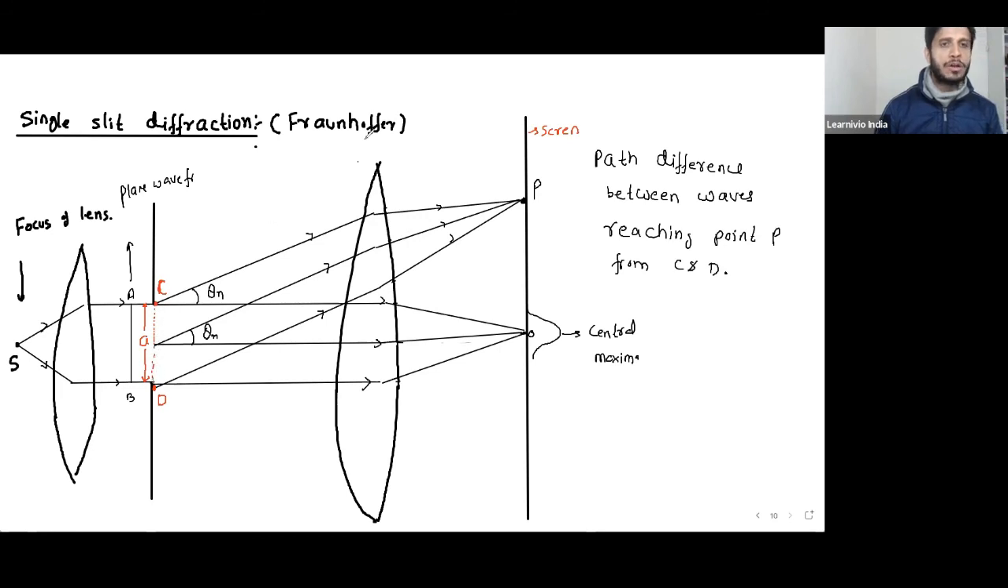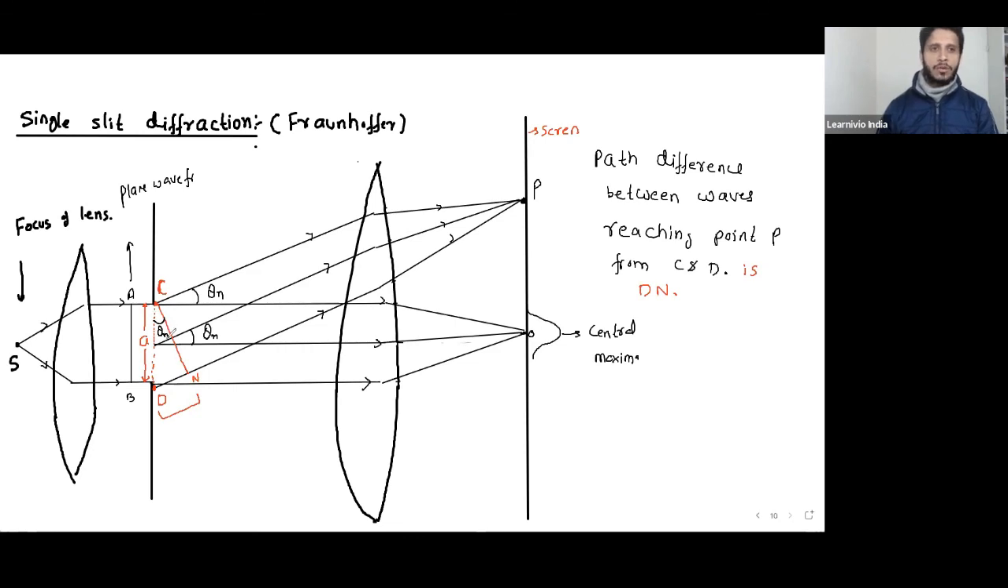I'm dropping a perpendicular from C to this line. This much portion of DP that I have cut, this NP, is exactly equal to CP. This leftover, DN, is basically the path difference. Let's say I call this angle theta n.